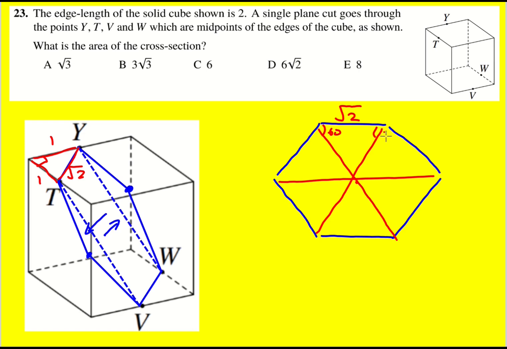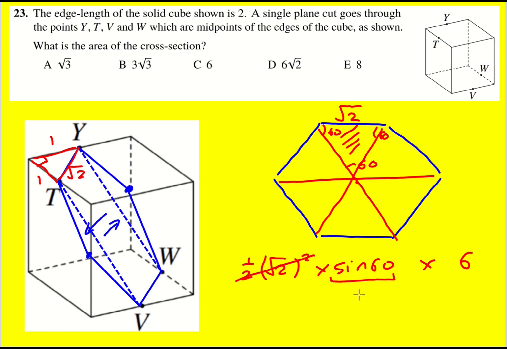So I can just find the area of one triangle using a half AB sine C, half √2 squared times sine 60, and then I can times through by 6. So the half and the √2 squared actually cancel, and then sine 60 is equal to √3 over 2, giving us a final answer of 3√3.